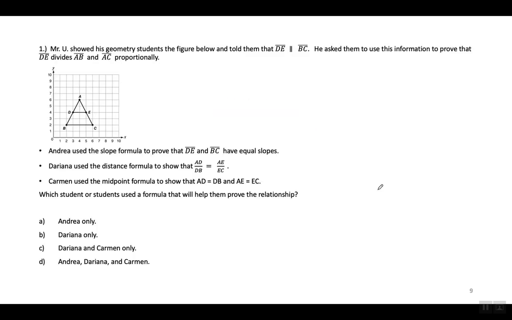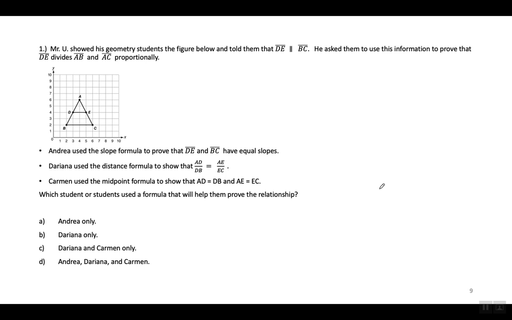So let's start reviewing section 1 of the exam, which has 15 questions. Here's our first question. Mr. Yu showed his geometry students the figure below and told them that segment DE is parallel to segment BC. He asked them to use this information to prove that segment DE divides segments AB and AC proportionally.